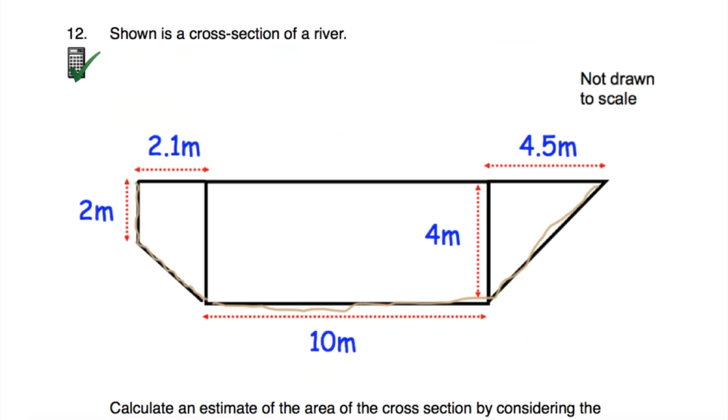Okay, let's have a look at our next question, question number 12. We've got this diagram. It says shown as a cross-section of a river, so it's not drawn to scale, obviously. And we've got this little sketch, and we've got a trapezium, a rectangle, and a triangle.